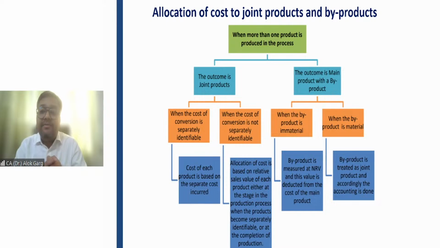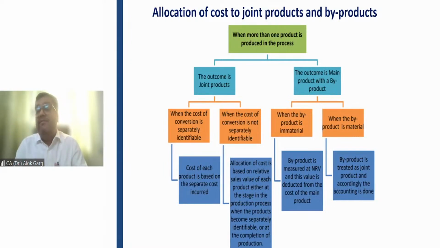But what is a byproduct? If the byproduct is insignificant, then whatever net realizable value of the byproduct there is, you will net it off from your cost of production. Your cost of production will go down. You are not required to measure the cost of the byproduct separately. The value you fetch from the sale of the byproduct will be reduced from the cost of production, because this byproduct is not significant.